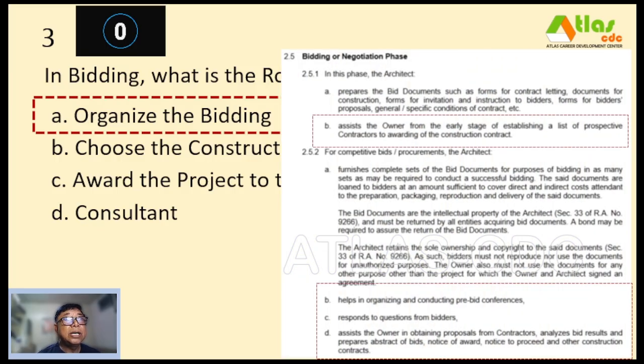So according to SPP document 202, under the bidding or negotiation phase is the assistance to the owner from the early stage of establishing a list of prospective contractors to awarding of the construction contract. And for competitive bids or procurements, the architect helps in organizing and conducting pre-bid conferences, responding to questions from bidders, and assisting the owner in obtaining proposals from contractors, analyzes bid results, and prepares abstract of bids, notice of award, notice to proceed, and other construction contracts.